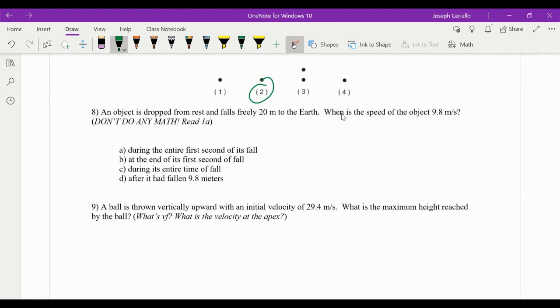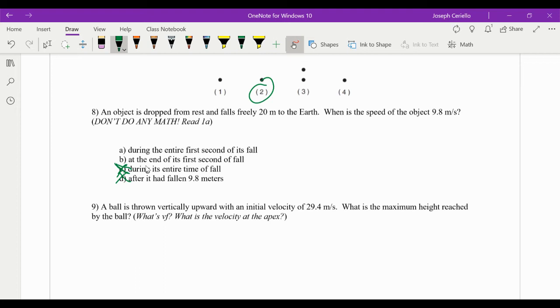So when is the speed of the object 9.8 meters per second? Well, a couple things. We know it's changing, right? So it's not during the entire fall, okay? Not during the entire fall. And it's not when it falls 9.8 meters. So we're really just down to the entire first second or the end of the first second.